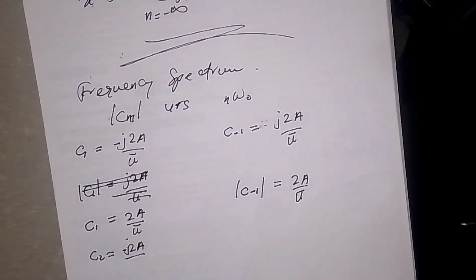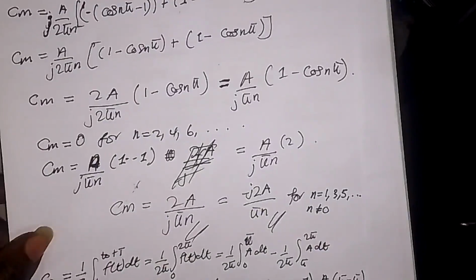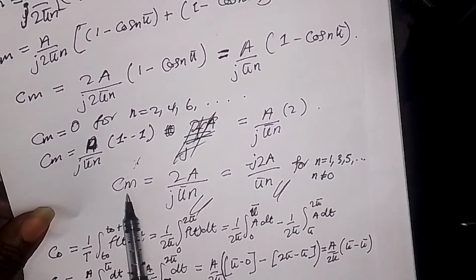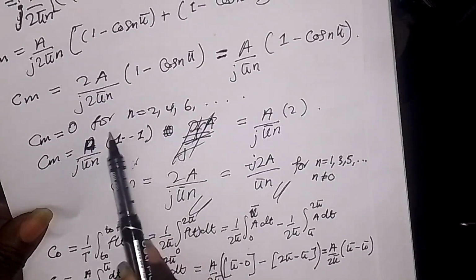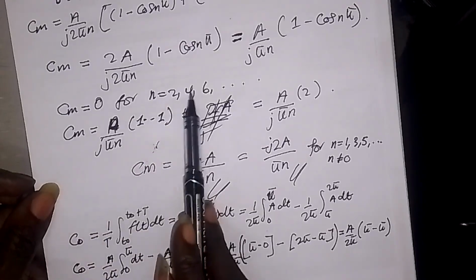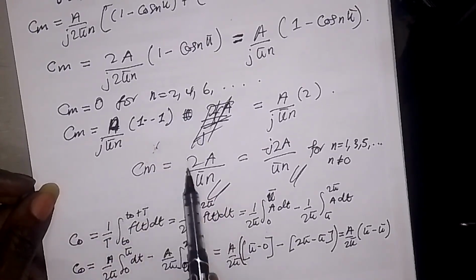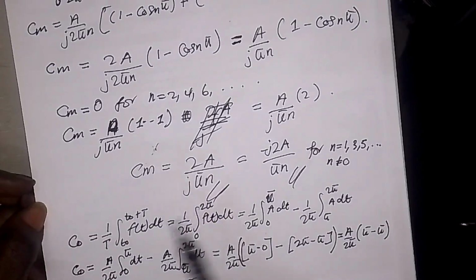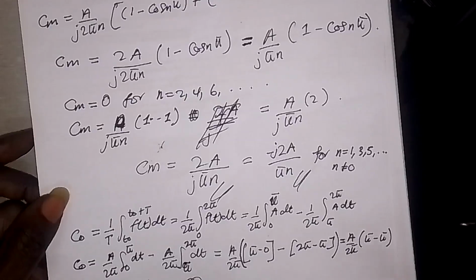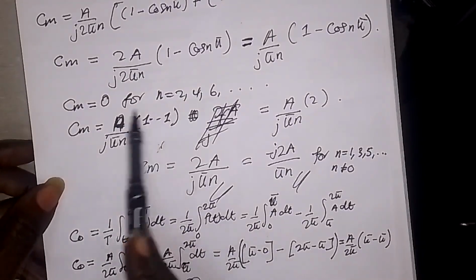Why shouldn't I take 2? Because when we went through our procedure, you see that Cm was equal to 0 for even numbers. So if Cm is equal to 0 for even numbers, that means that even numbers are not included in this particular Fourier expansion values that we're supposed to get. So I don't have to include even numbers in my spectrum.